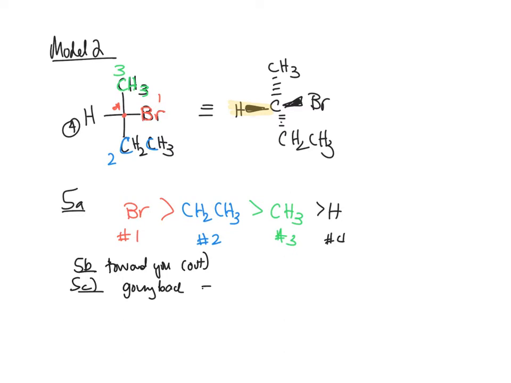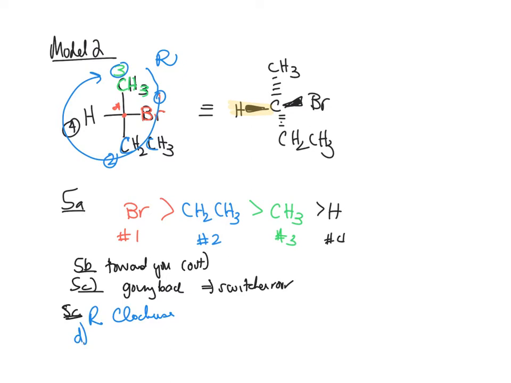So the next thing you want to do, which is 5C, is you want to connect the 1, 2, 3. Okay, so when you do that, you're turning your steering wheel to the right. So that's R. Okay, so that's clockwise. But because in D you want your lowest priority to be in the back, it has to be reversed. So R switches to S. So in 5E, determine the absolute configuration of the chirality center. The answer should be S.